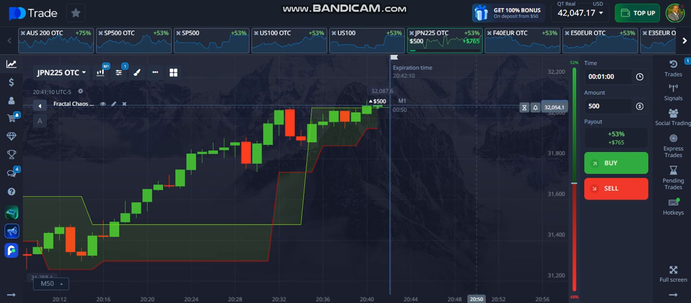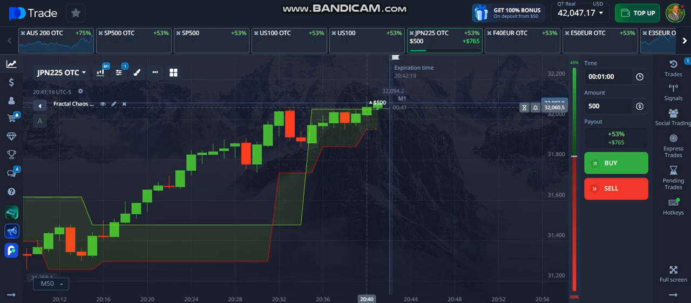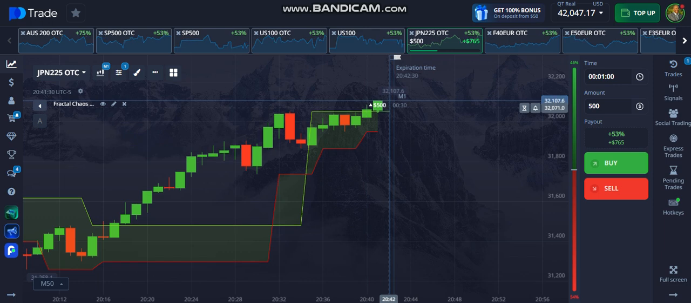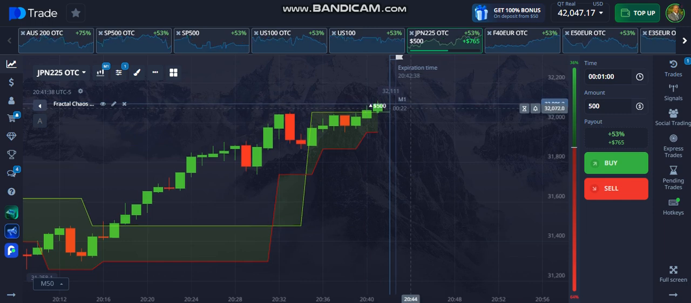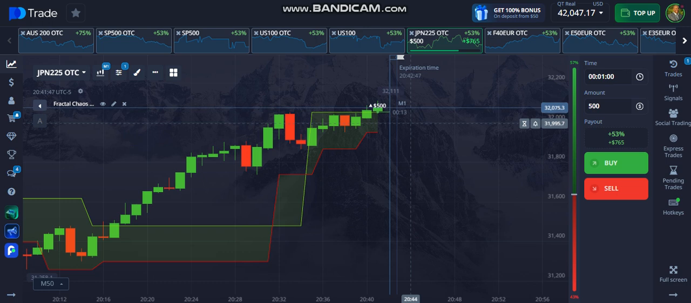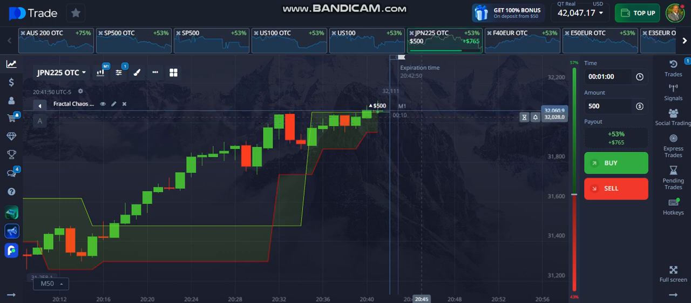Okay, so I'm on the JPN 225, the Japanese 225 stock index, and I just took a buy trade. The reason I took the trade is, if you notice here, the previous green candle closed outside of the green chaos band line. And since it closed outside, it suggests there's going to be a bullish movement to the upside. So let's monitor this trade and wait for the expiry.